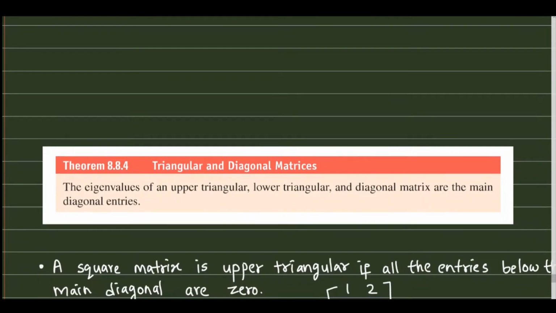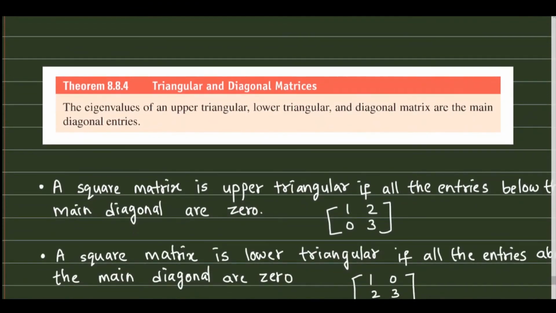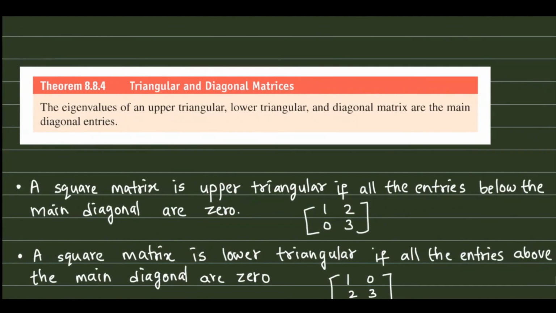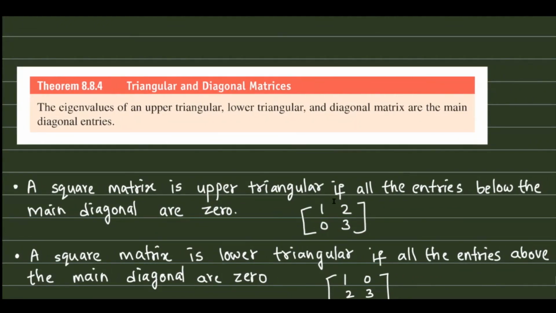Now we will see about triangular and diagonal matrices. We have an important result which says that the eigenvalues of an upper triangular, lower triangular and diagonal matrix are the main diagonal entries. So what is an upper triangular matrix? A square matrix is said to be upper triangular if all the entries below the main diagonal are 0. For example, in this matrix, 1 and 3 are the diagonal elements, and below the main diagonal the elements are 0. So this is an example of an upper triangular matrix.